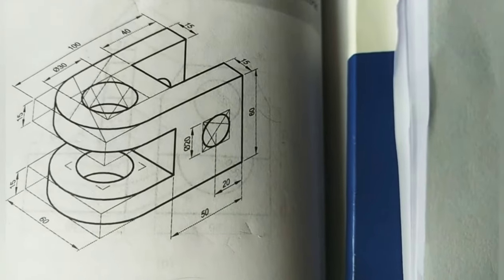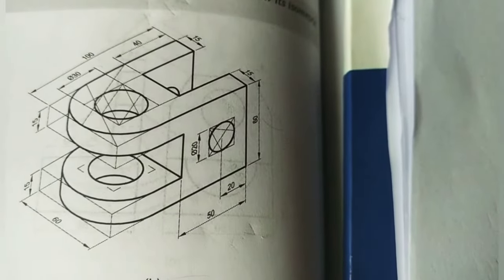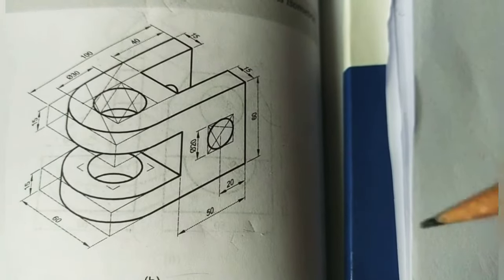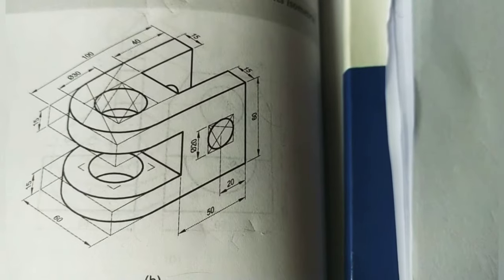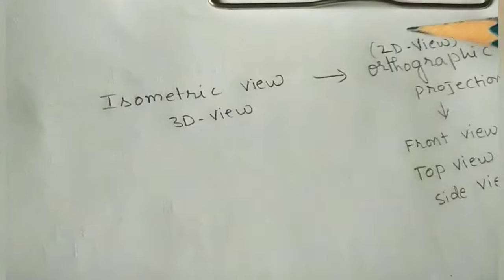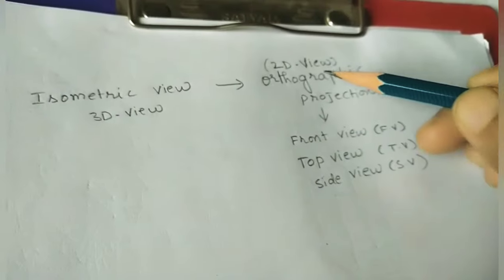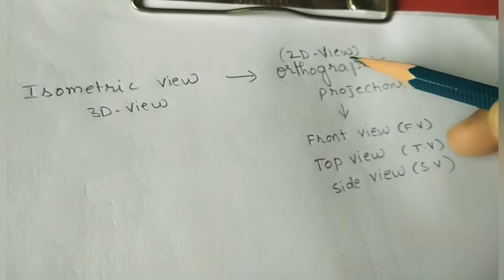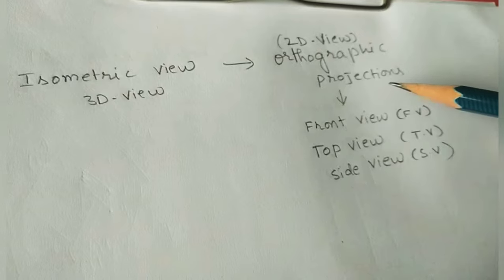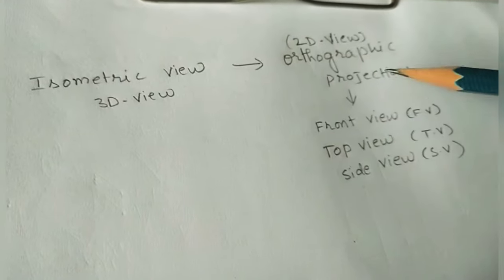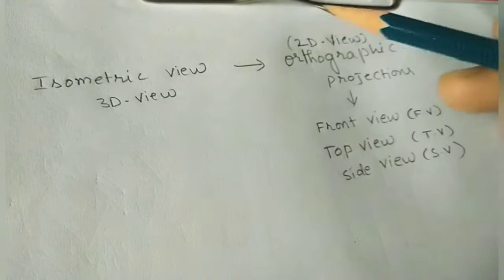In today's class, we are taking this three-dimensional diagram. We can call it an isometric view also. We are converting this three-dimensional diagram into a two-dimensional diagram. Here I have written the given diagram is an isometric view. We are converting this isometric view into a two-dimensional diagram. We call the two-dimensional diagram orthographic projections also. Simply, we are converting this isometric view into orthographic projections, 3D view into 2D view.